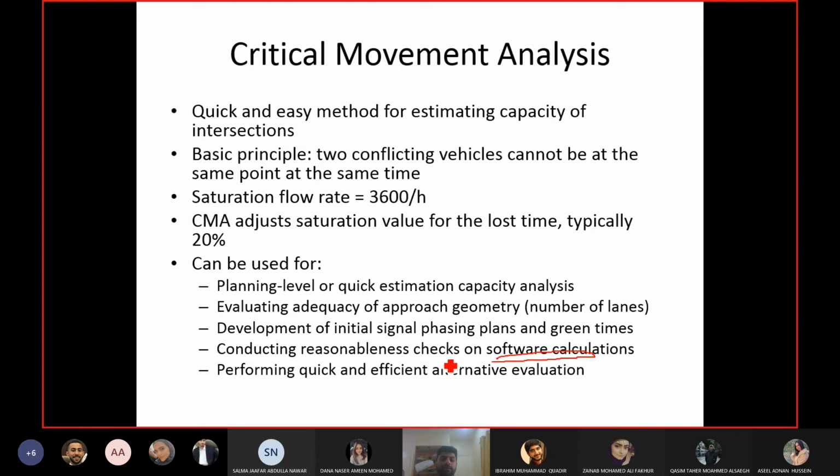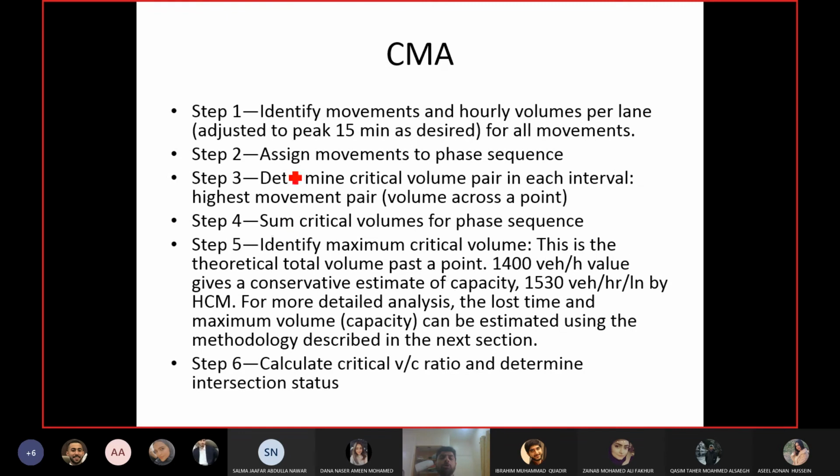These are the 6 steps that you need to follow for critical movement analysis. First, identify movements and hourly volumes per lane. First of all, how many movements are possible through the intersection? Obviously, you can have a 3-leg intersection as well, in which case one approach is not there. Then find out hourly volumes per lane adjusted to peak 15 minutes.